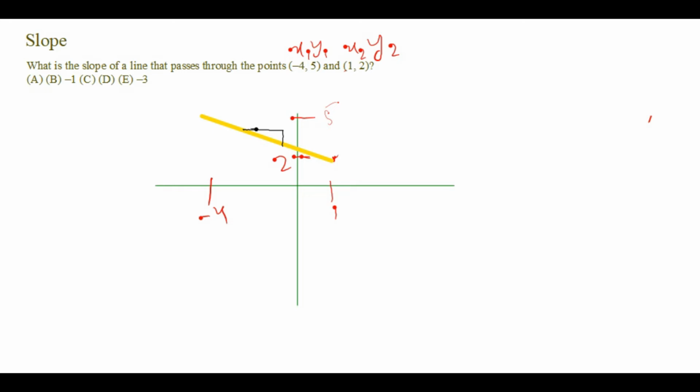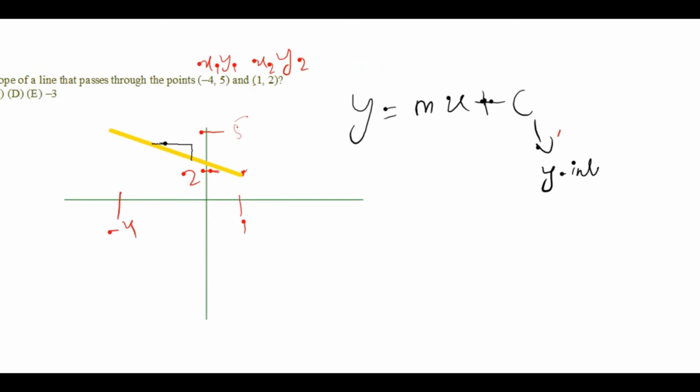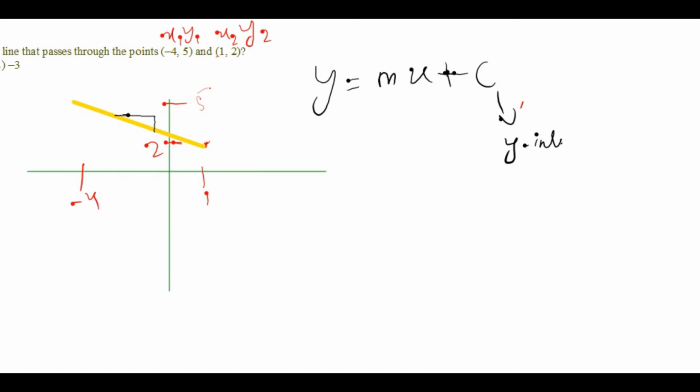Now we have to find out the slope. So how would we do that? We have two equations for the slope. The first equation is simple. If I have a line over here, then the equation would be y equals mx plus c, where c is the y-intercept. Now, as you can see, because we don't have any equation right now, this equation is not applicable over here.